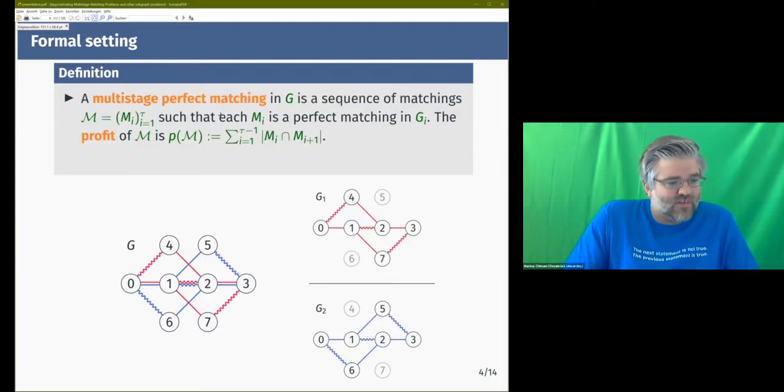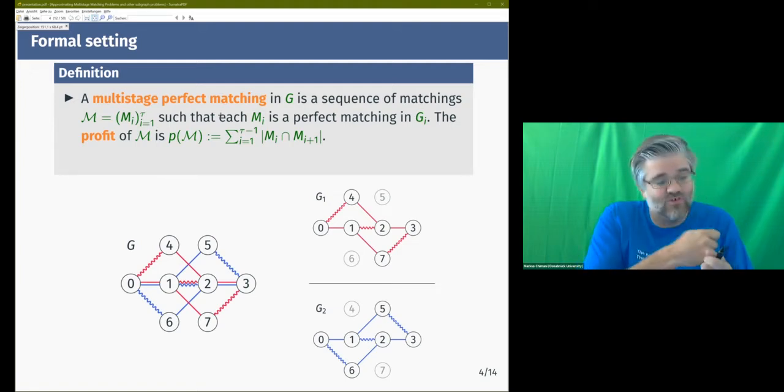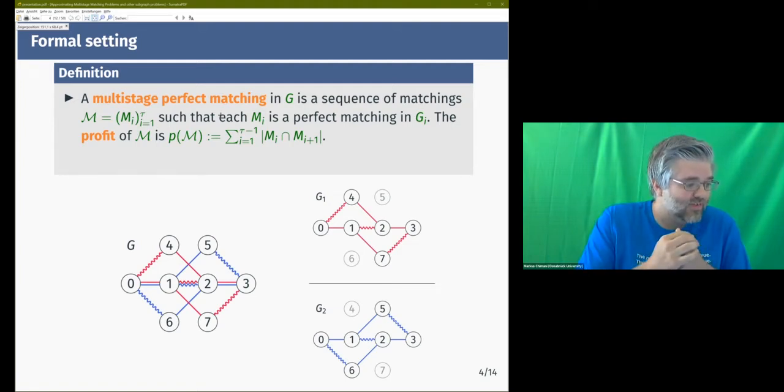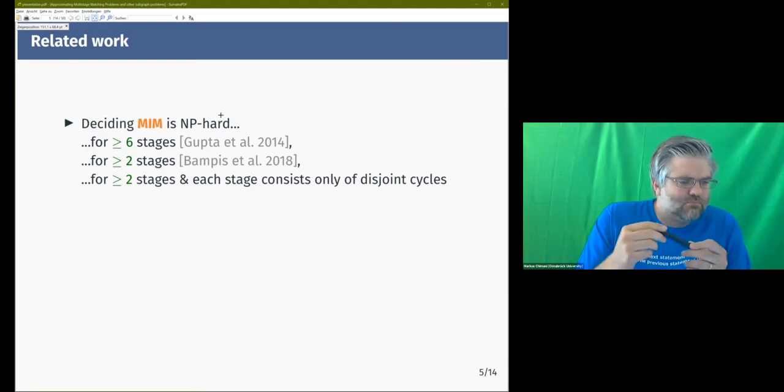So we are asking for a multi-stage perfect matching, which means in every stage we want to have a perfect matching, and the profit we consider is the intersection between 2 consecutive stages, and we just sum up over all these transitions, and that's what we want to maximize. Finding this best solution is NP-hard.